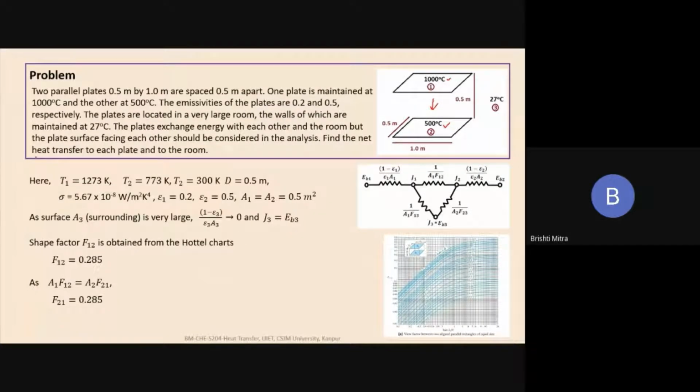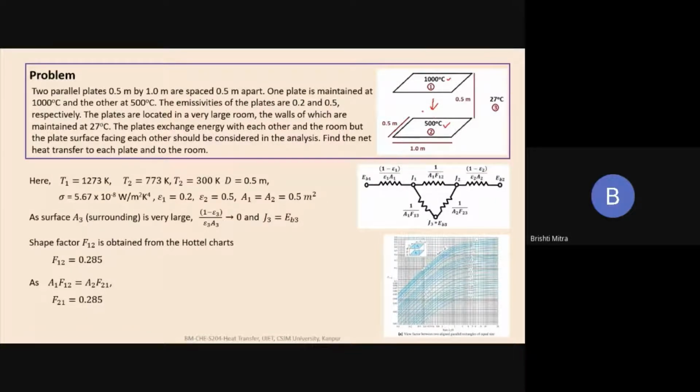Now let us see. The temperature of the first one is 1273, I've written it in Kelvin now. The temperature of the second plate is 773 Kelvin and the wall temperature is 300 Kelvin. The distance between these two, D, is equal to 0.5 meters.